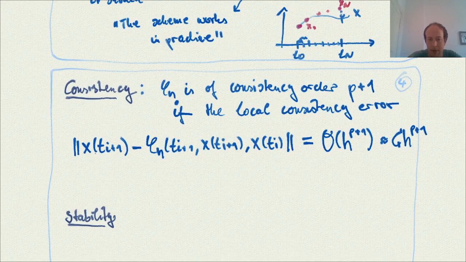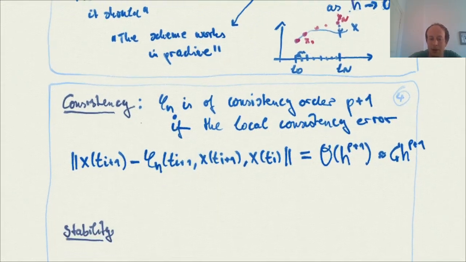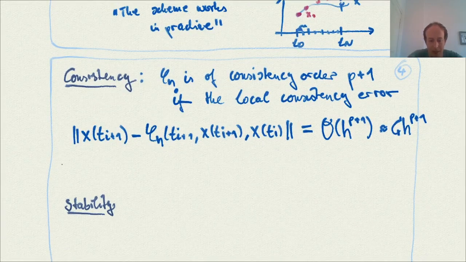And what does this consistency error mean? Here's the actual solution, so this is putting the actual solution into the scheme. And this is what I mean: the scheme does what it should. If we are in the perfect world, we already know the values and we put them into the scheme, then we get a really small error that depends on this h. And as h goes to 0, this error goes to 0 very, very quickly. And maybe the general way of proof is proof by Taylor.